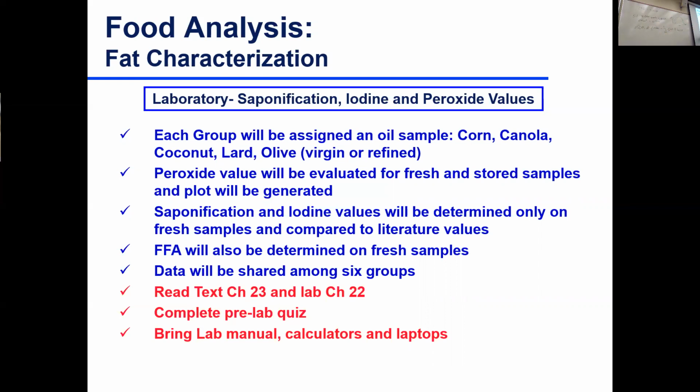Each group will have an assigned fat to do that, free fatty acids on fresh samples, and then we'll get the data of all 6 groups to use in your lab report. Read your chapters in the textbook and the lab manual, do the pre-lab quiz, and bring your lab manual and computers with you. And have a great Thanksgiving, you guys. I'll see you next week.